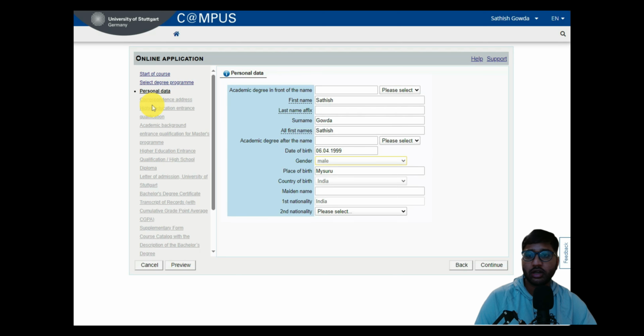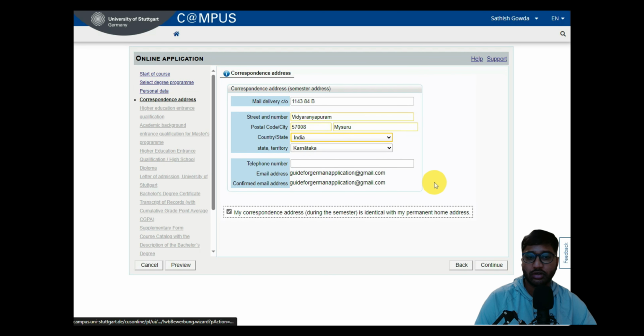After clicking on continue, in personal data you have to give your first name, last name, sex, date of birth, place of birth, and your country of birth. After giving all the personal data, please click on continue. As soon as you click on continue, it will ask for the corresponding address where they will communicate if they have anything to communicate. So this will be your mail delivery address, street and other things that you want to give completely, because once you get your admission they will also send you your offer letter.